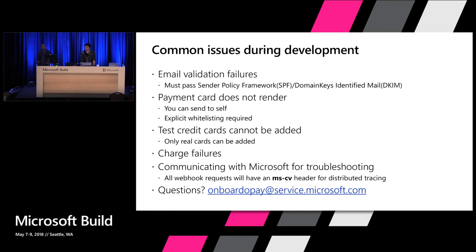DKIM, or DomainKeys Identified Mail, ensures that the integrity of the mail content is preserved. Headers and the bodies are signed by the sending server. These are validated for security reasons on our side, and we only display the card when both these SPF and DKIM checks are passed.